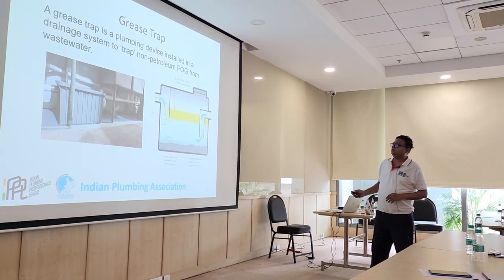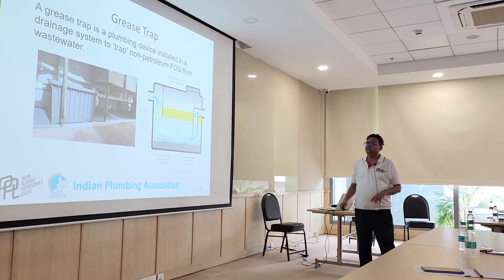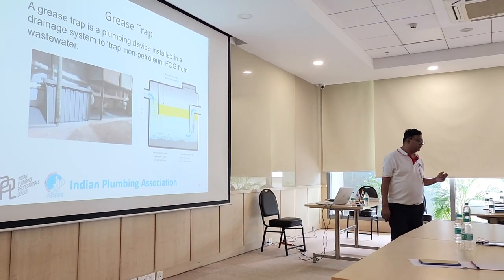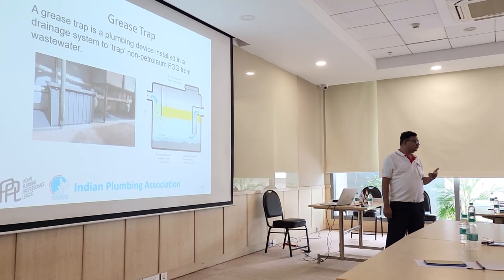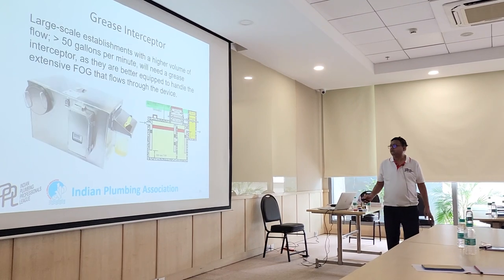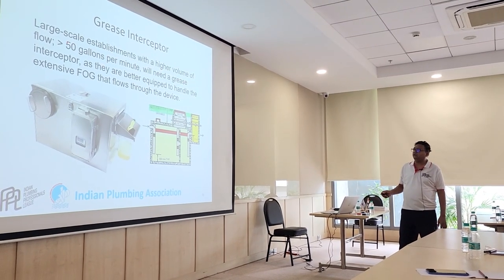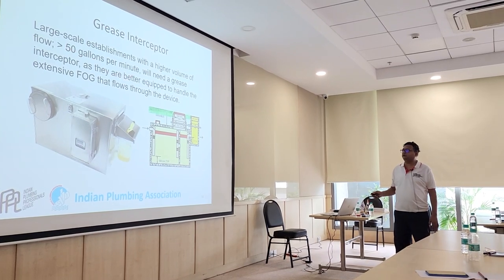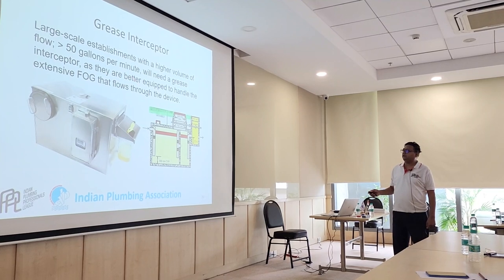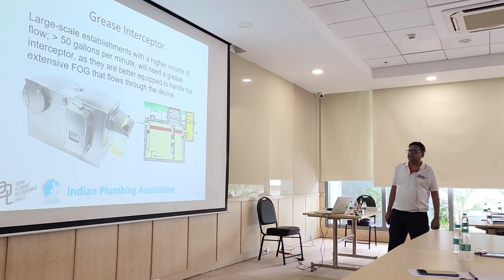A grease trap is a plumbing device installed in the drainage to trap non-petroleum FOG from the wastewater. Whatever oil and grease you have, we eat butter, which we throw, oil, palm oil, anything. So for a grease interceptor, a large-scale establishment with a higher volume of flow, more than 50 gallons per minute, will need a grease separator interceptor, as they are better equipped to handle the extensive FOG that flows through the device.